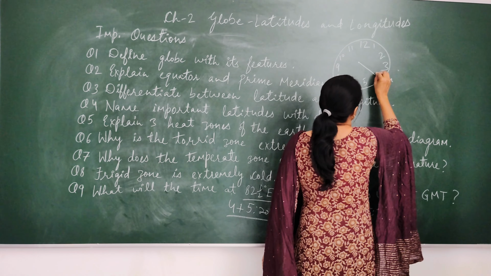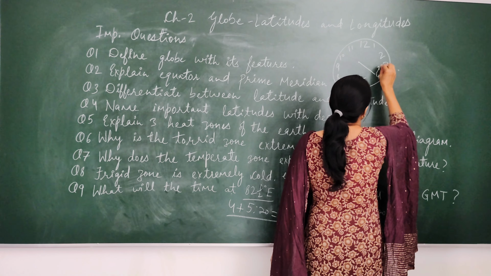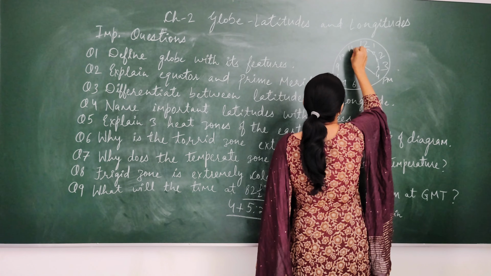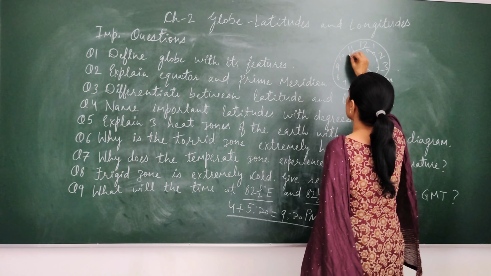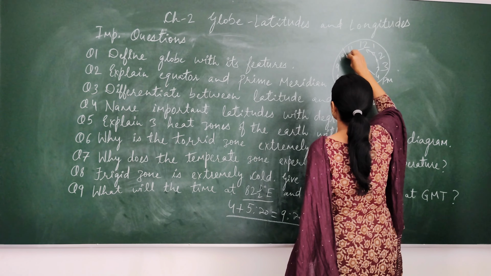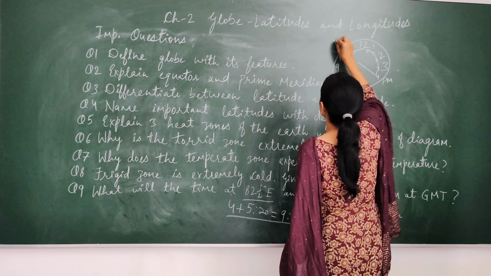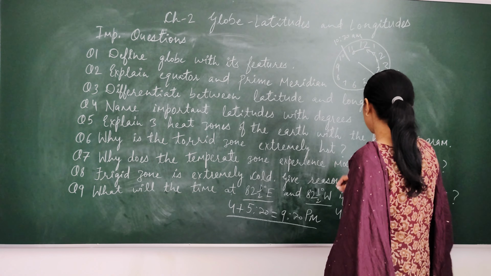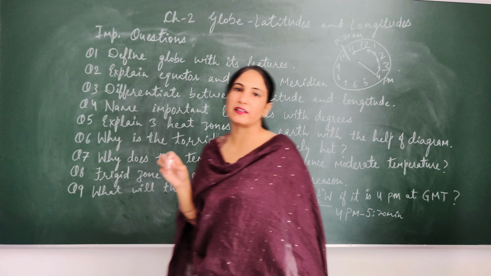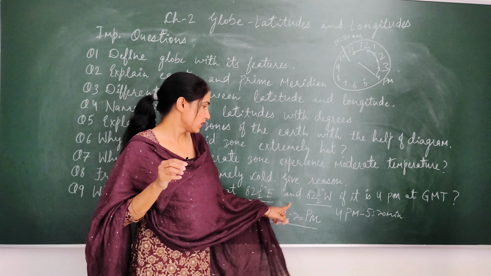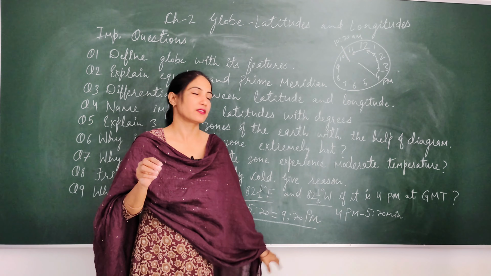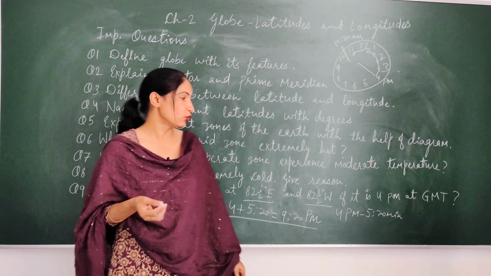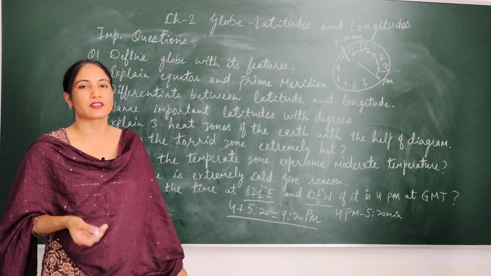So let's go anti-clockwise. 1 hour, 2 hour, 3 hour, 4 hour, 5 hours. So this is 5 hours. Now we are going to calculate 5 hours 30 minutes. So it means 10:30 a.m. The time will be 10:30 a.m. at the longitude 82.5 degree west. This is the way we can calculate the time at different longitudes in eastern and western hemisphere.